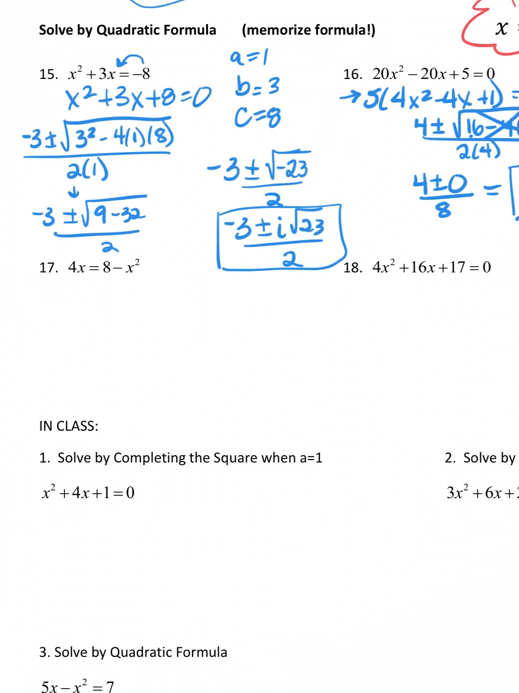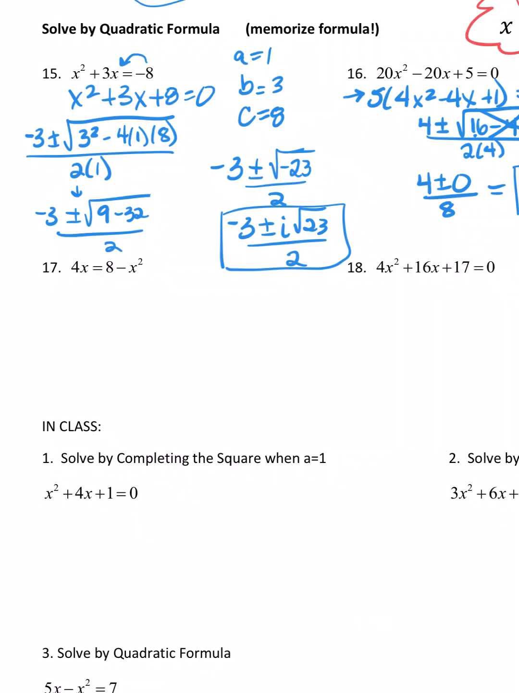Let's look at number 17. Now this one's all wonky. Look, your x squared's over here and it's negative. That means I want to move everything onto the right side so we can all be together. So this will be x squared plus 4x minus 8. So I can identify a is 1, b is 4, and c would be -8.